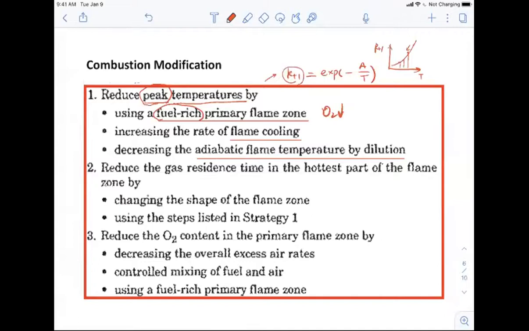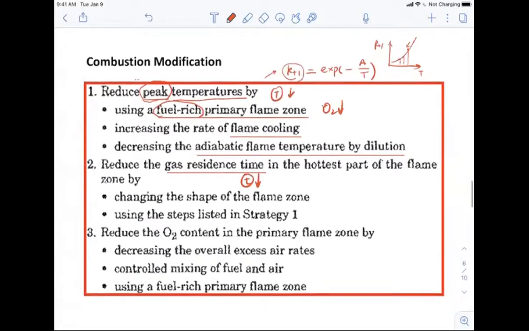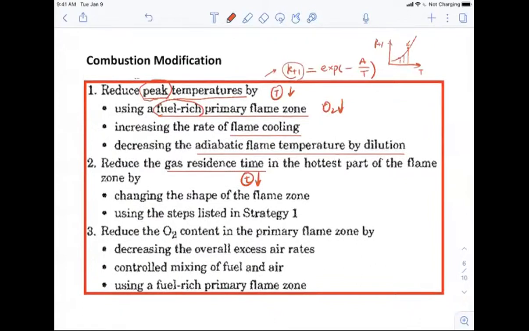So the second one is to reduce the residence time. As we mentioned, we need to get the temperature reduced and get the time reduced, right? So reduce the residence time in the hottest part of the flame zone. And we can do that by changing the shape of the flame zone. For example, if we think about the flame, they generally look like this, a vertical flame, but we could design it specifically so that the flame is coming out of a nozzle.